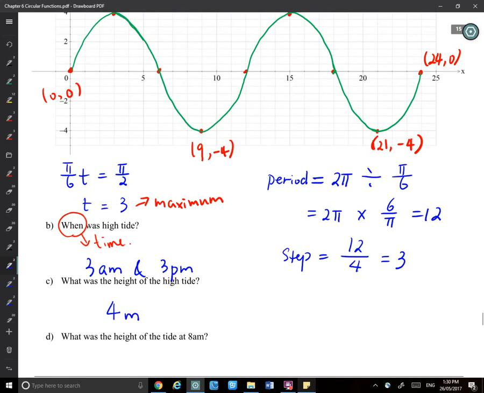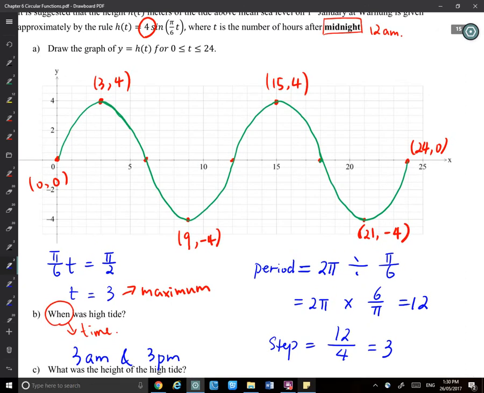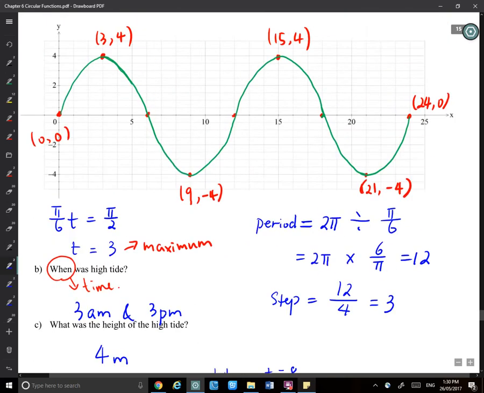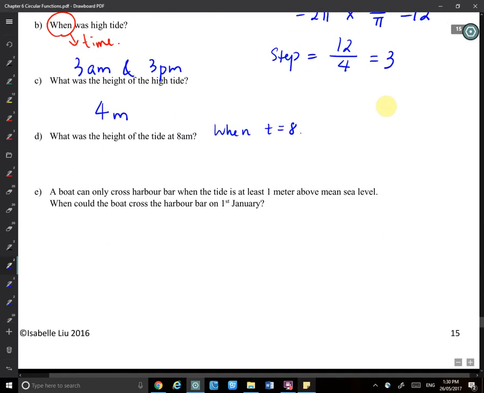What was the height of the tide at 8 a.m.? Okay, 8 a.m. is when t equals 8. When t equals 8, H equals 4 times sine of pi over 6 times 8. H is 4 sine 4 pi over 3. H is negative 4 sine pi over 3.